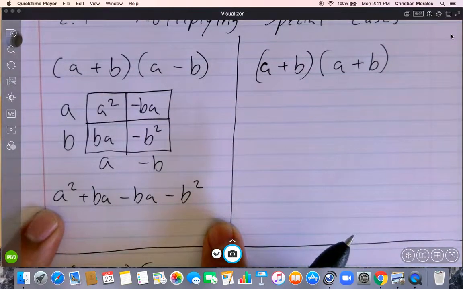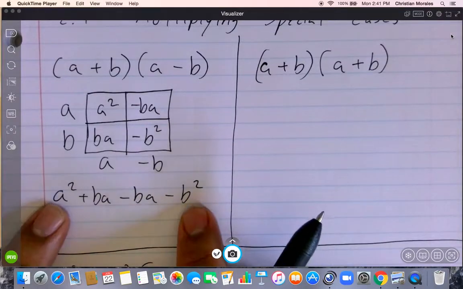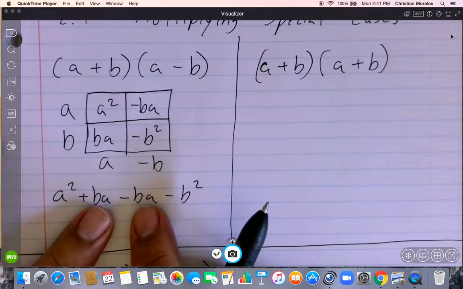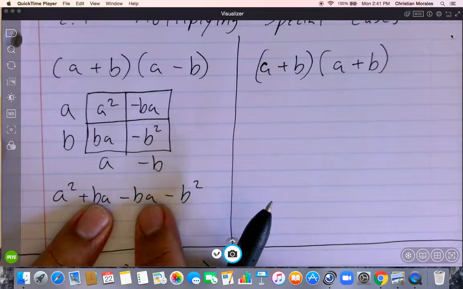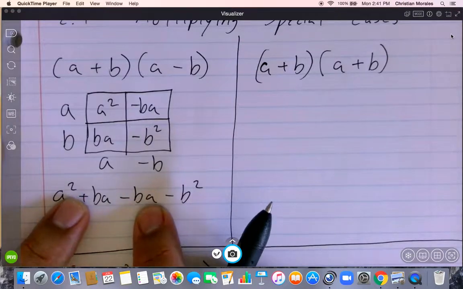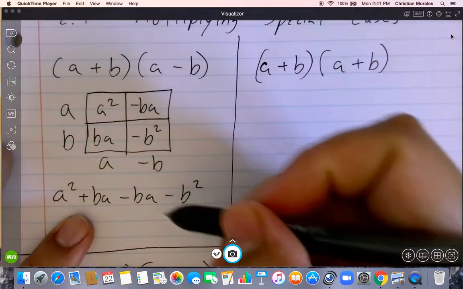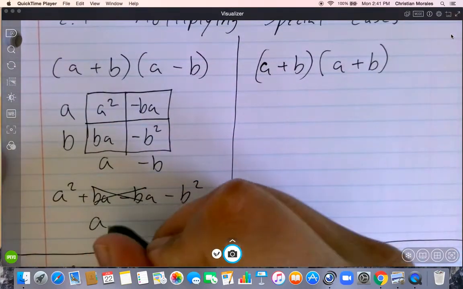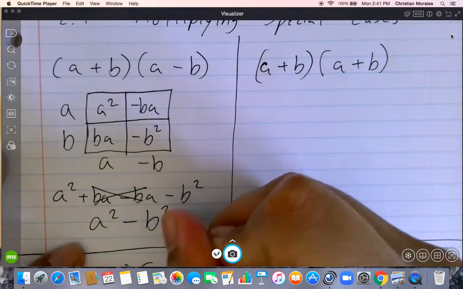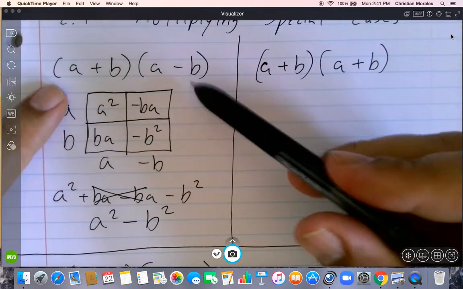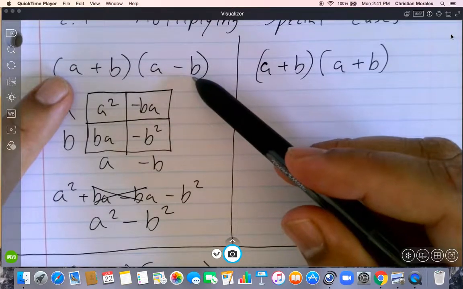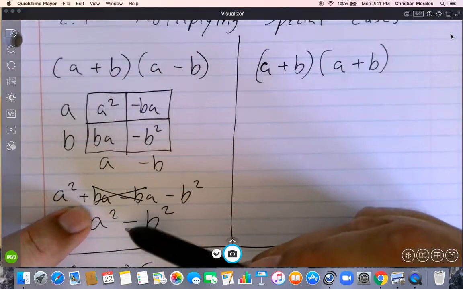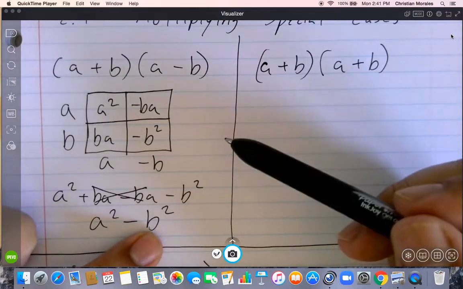Now, if you notice, these two are just A squared and B squared, but these two are the same pattern, B times A, but one is positive, one is negative. If you combine those, they're opposites. They would cancel out. So what are you left with? A squared minus B squared. Every time you multiply this special case, you have the same terms but opposite signs in the middle, you end up with just the first term squared minus the second term squared. That's the answer.